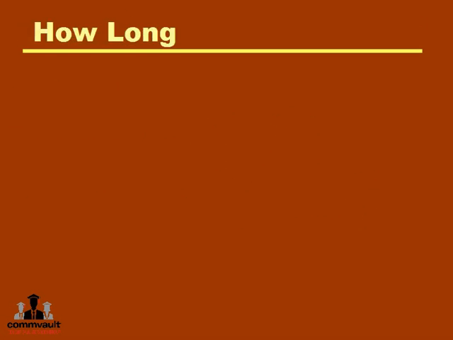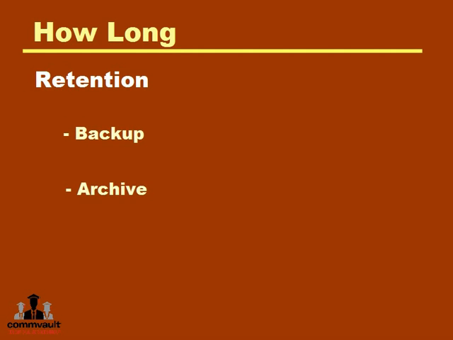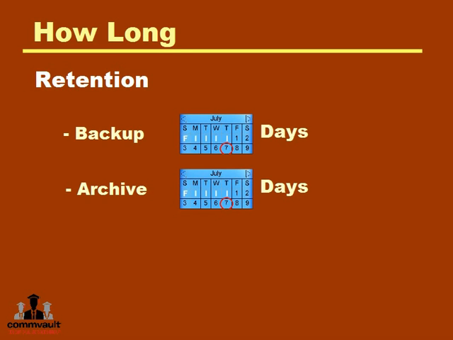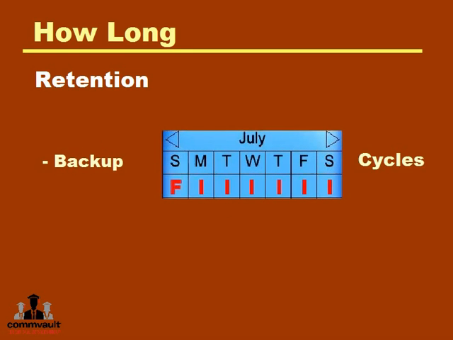For how long the data will be kept for, this is determined by retention. The two types of data that can be managed by a standard storage policy copy are backup and archive data. For both of these types, you can configure how many days to keep the data for. For backup data, you can also configure how many cycles to keep the data for.